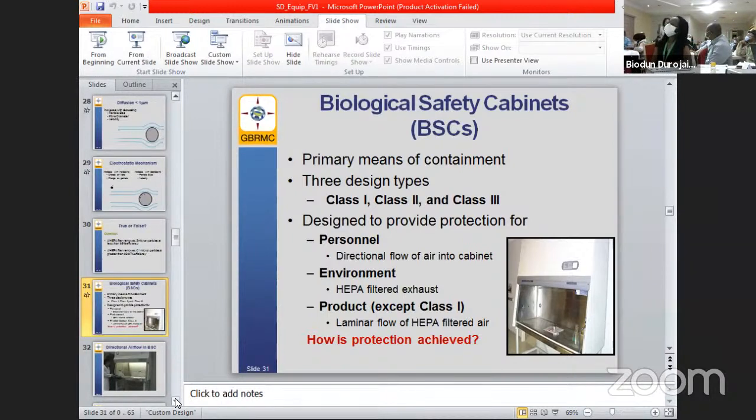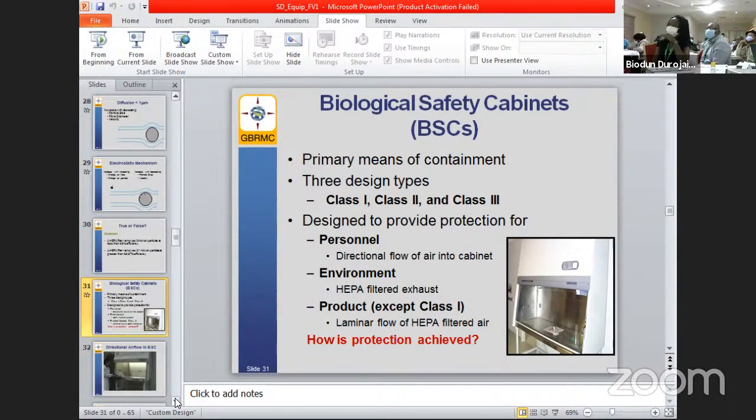Because the engineers that do the certification want to make sure that this directional flow of air is maintained the way it's supposed to be. Okay? And basically, in protecting personnel, if you're sitting and working, that air doesn't have to come back to you. If not, you're in trouble.